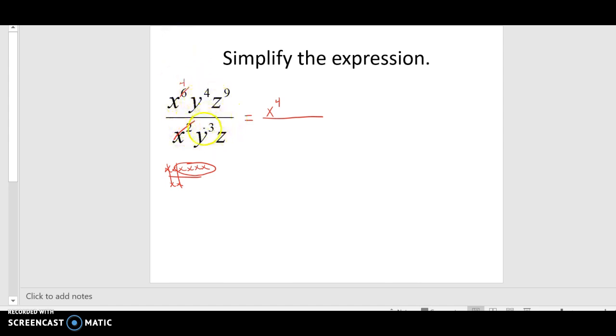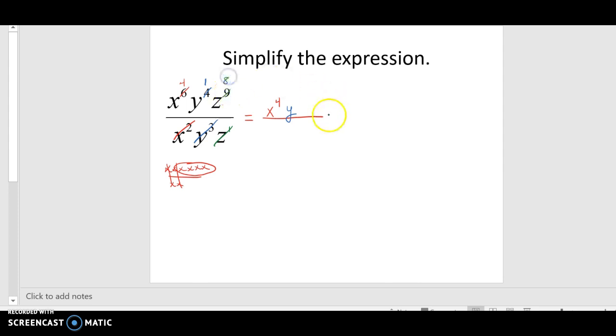Which means the next one, all right, I have y to the 4th and y to the 3rd. All 3 y's on bottom cancel out 3 y's on top, leave me with 1, so it's just y. And now when I do the z's, remember, this is z to the 1st, so 1 z cancels off 1 z.